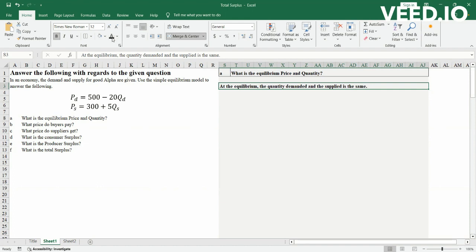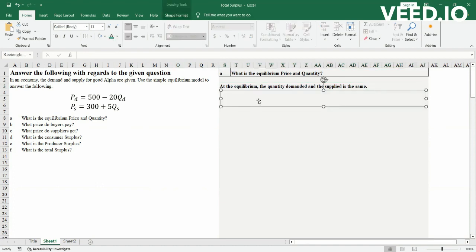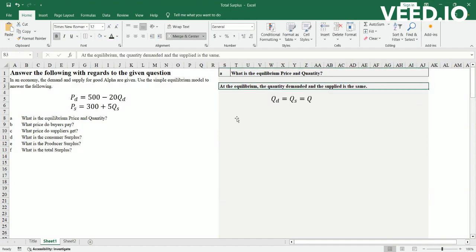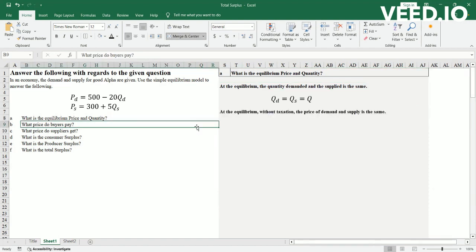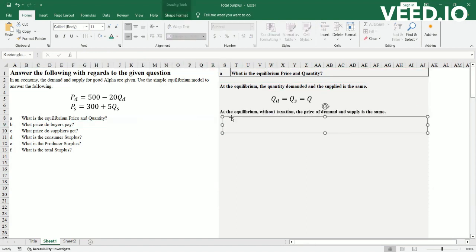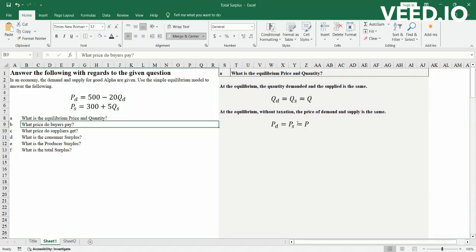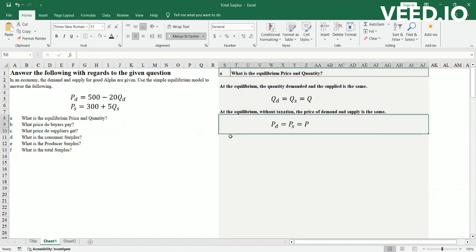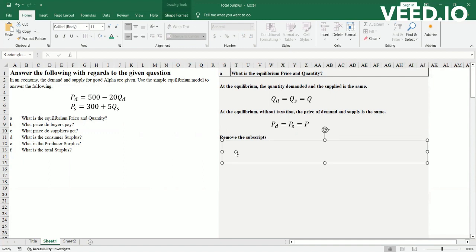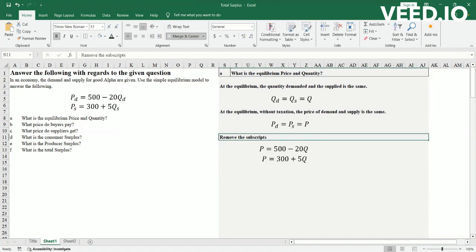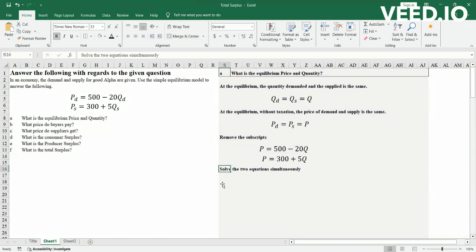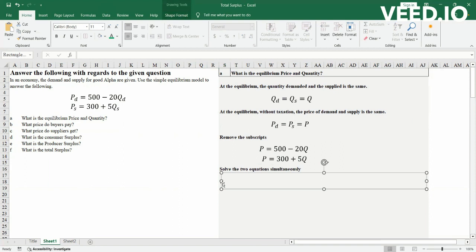At the equilibrium, we know that the quantity demanded and the quantity supplied are the same. So at equilibrium, QD equals QS equals Q. At the equilibrium, without taxation, the price of demand and supply will be the same. So PD equals PS equals P. In the first step, let's remove the subscripts. We have P equals 500 minus 20Q and P equals 300 plus 5Q. Solve the two equations simultaneously.